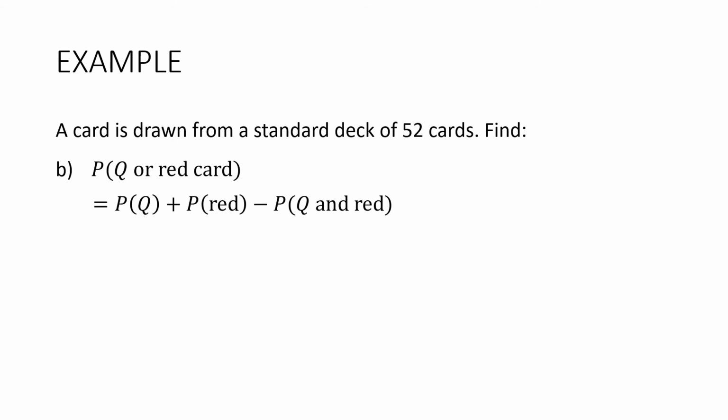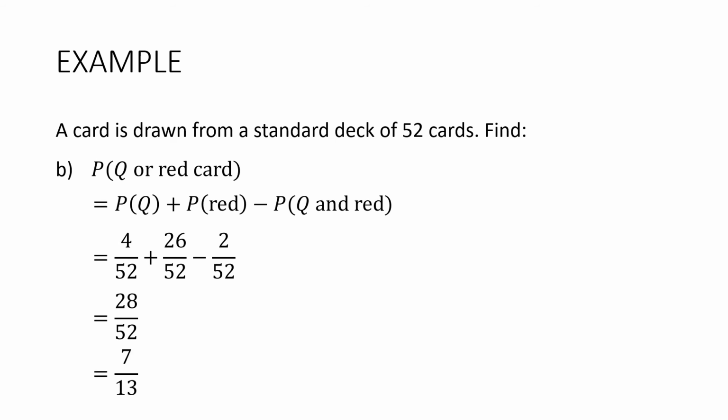It's going to be the probability of a queen plus the probability that it's red, take away the probability that it's queen and red. Alright, probability of a queen is 4 on 52. Probability of red is 26 on 52. How many red queens are there? There are 2. I could have written this as a half, it's just easier with fractions to have the same denominator. So 4 queens plus 26 reds take away the overlap gives us 28 on 52, which is 7 on 13.